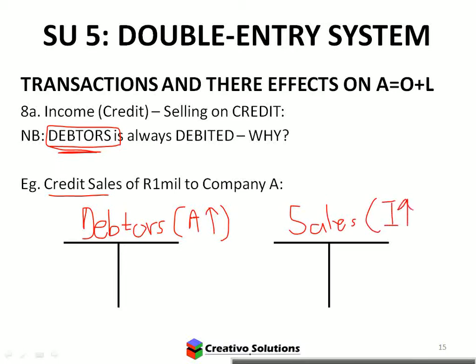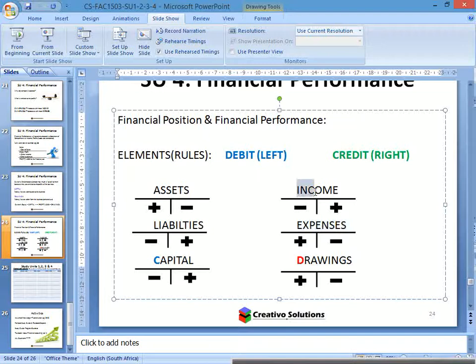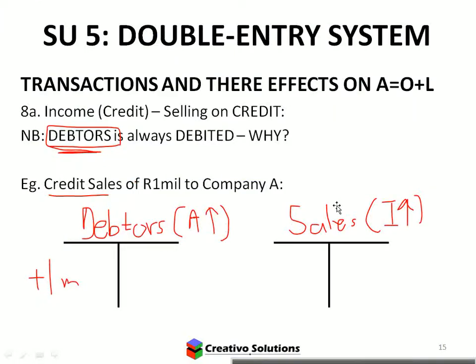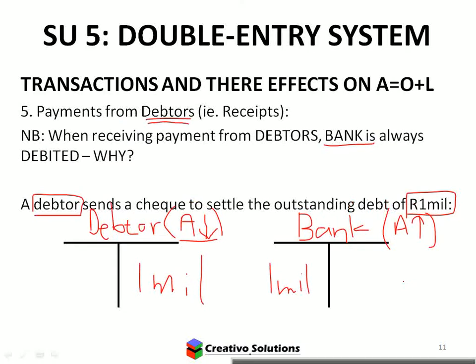Income increasing. Right, so asset increase 1 million. Assets, you should know, increase over here. 1 million. Sales, income increase. Just to look at that rule, there's the income, there's the increase, so credit side. Okay, I think last week someone asked me about plusing and minusing. Here I've got two pluses. Here, I had a plus and a minus. I might have had a minus minus in one of them.